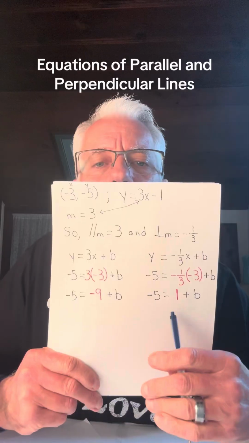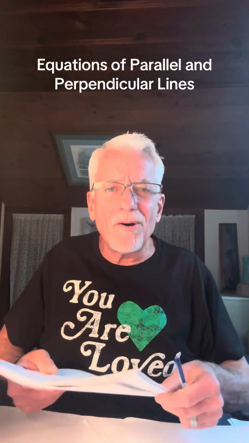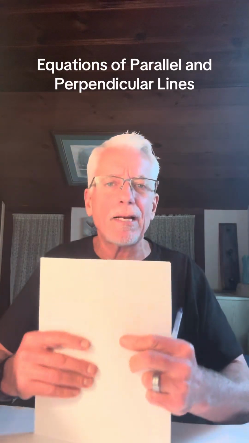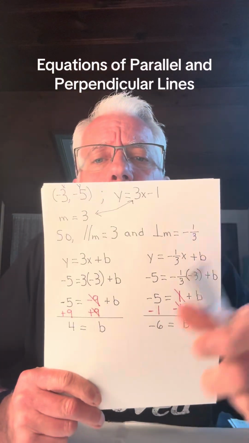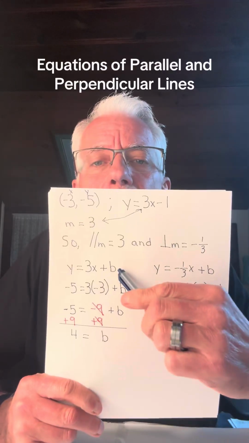Over here, I'm going to go minus 1, minus 1. And we're almost done. We're not done. We still got to get b, and then we got to put it back up into the equation because the direction said write an equation. So this b is going to go up here right there.